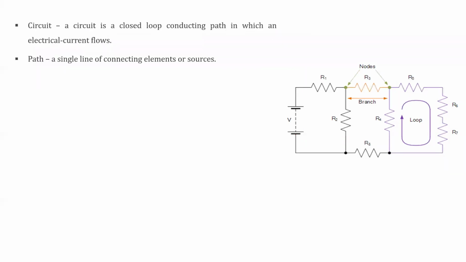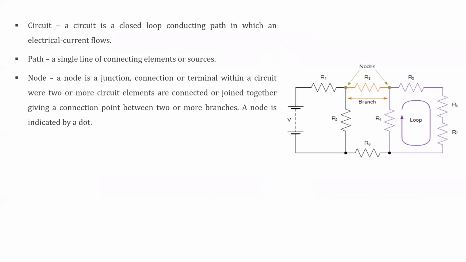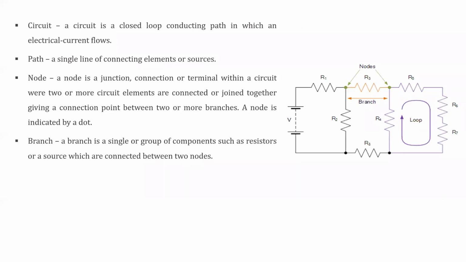Mention of a circuit, path, node and a branch. A node is a dot or a point or a junction where 2 or more elements are connected. Branch, it is a single or a group of components connected in between nodes. These two definitions are discussed with proper examples.